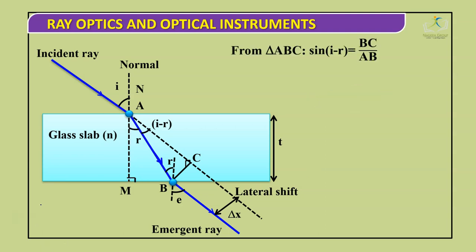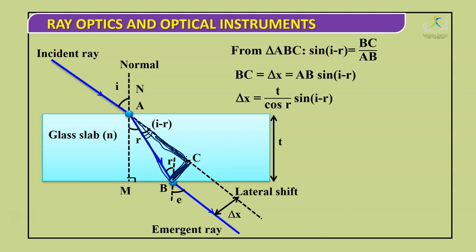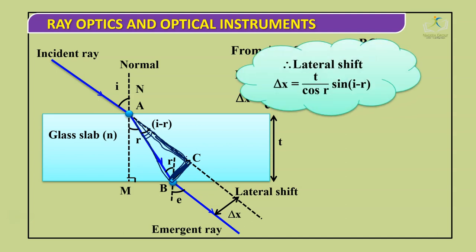From triangle ABC, sin (i minus r) is equal to BC by AB. This is the angle i minus r. We have to take this angle now. So from here, BC, which is delta x, is equal to AB sin (i minus r). Delta x is equal to t by cos r times sin (i minus r). From here, we can find the value of lateral shift, that is, how much the light rays are shifted.